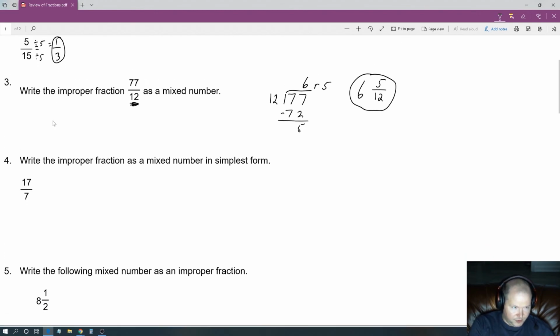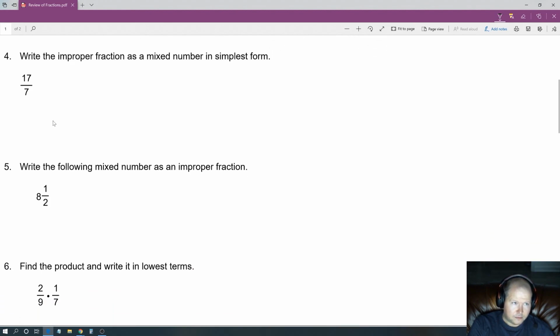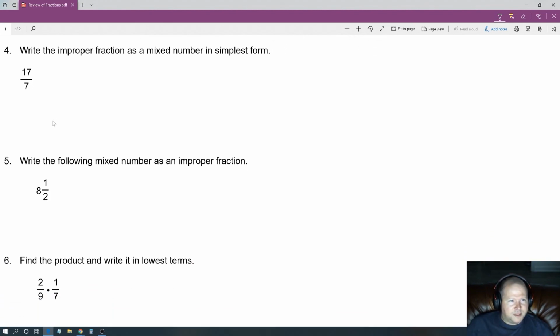So the next one, number 4. So what we do here is, again, we divide. So I'm going to say 17 divided by 7. So 7 goes into 17 twice, right? 17 minus 7 is 10, minus 7 is 3. So you could do repeated subtraction if you're struggling a little bit with division. So I know it goes in there twice because I can subtract 7 from 17 twice.